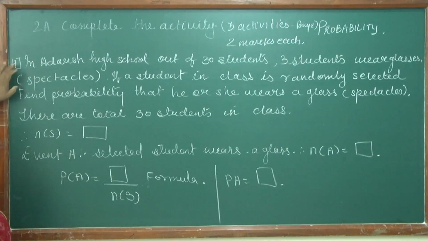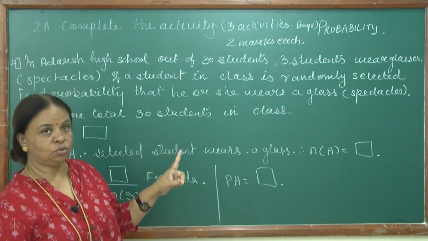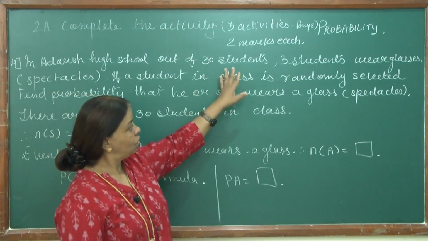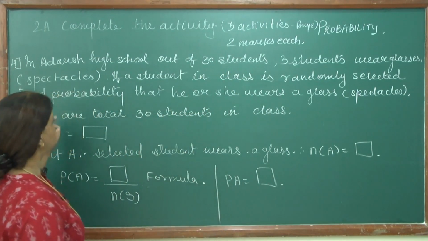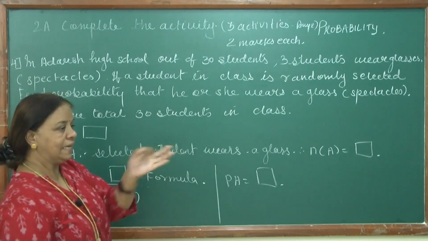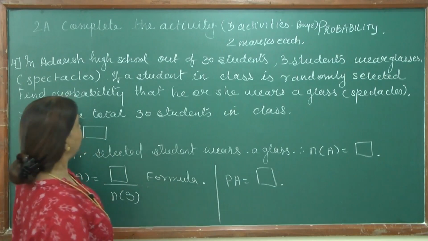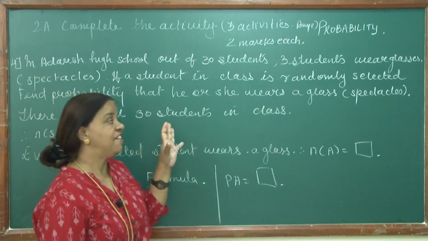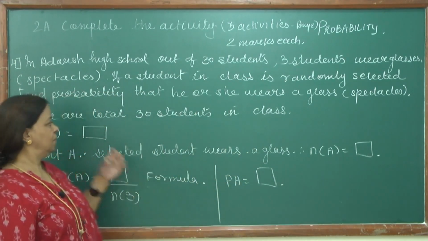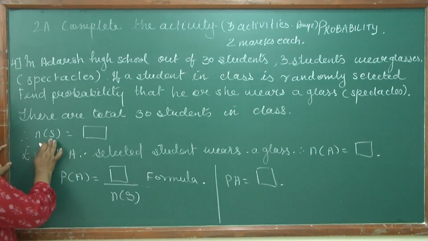Question number 4, children. In Adarsh High School, out of 30 students, 3 students wear glasses. Means there are 30 students in a class and out of them 3 students are wearing glasses. Glasses means spectacles, specs. If a student in the class is randomly selected, then find the probability that he or she wears glasses, he or she wears spectacles. So you have to find the probability. So the activity is there. Let us see, there are total 30 students in the class. So the number of elements in the sample space will be 30.